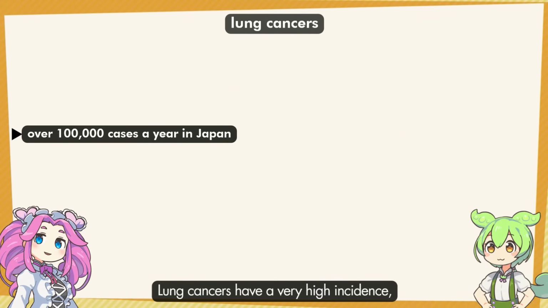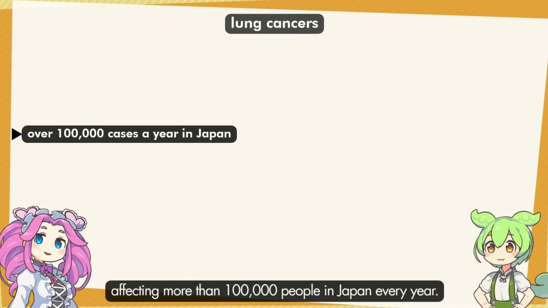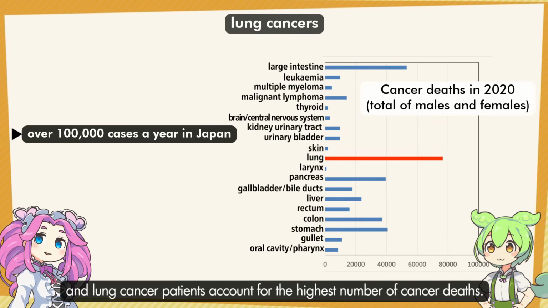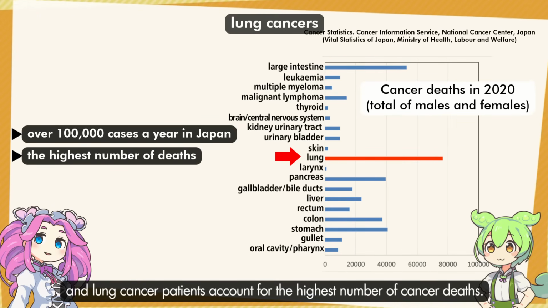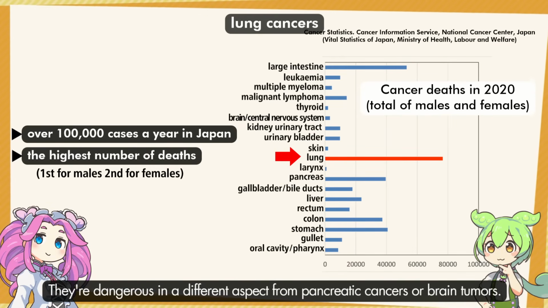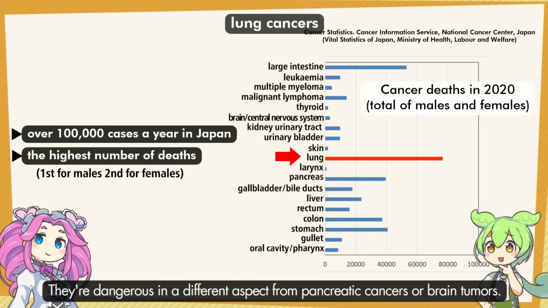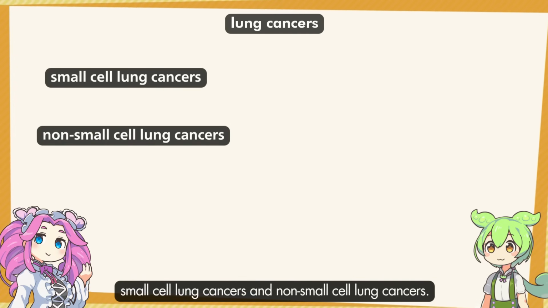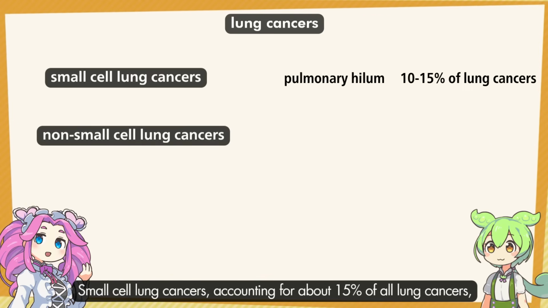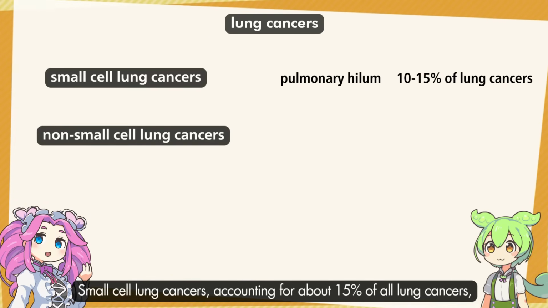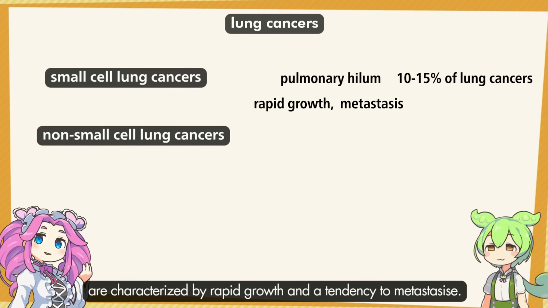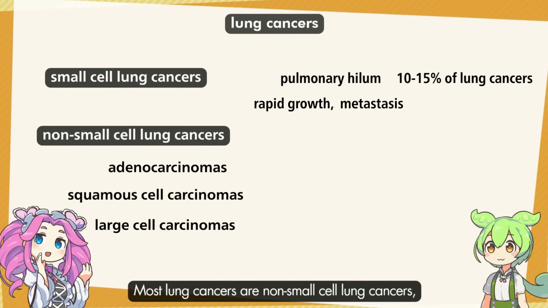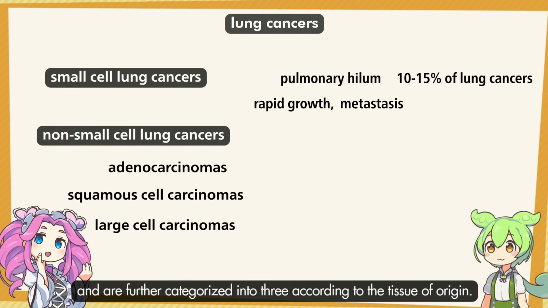Lung cancers have a very high incidence, affecting more than 100,000 people in Japan every year. As a result, the number of deaths is also very high, and lung cancer patients account for the highest number of cancer deaths. They're dangerous in a different aspect from pancreatic cancers or brain tumors. Lung cancers are classified into two categories: small cell lung cancers and non-small cell lung cancers. Small cell lung cancers, accounting for about 15% of all lung cancers, are characterized by rapid growth and a tendency to metastasize.